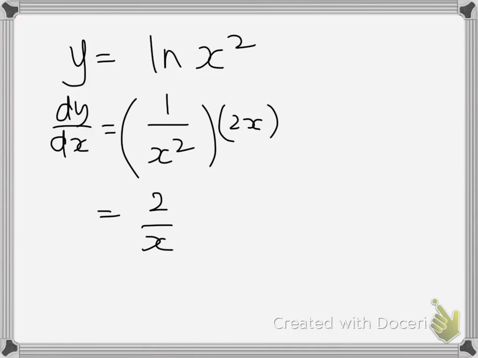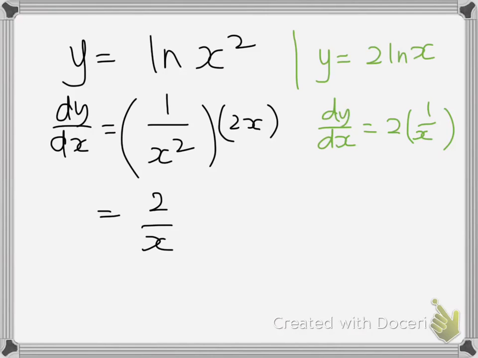Or you can actually rewrite this. Now if you apply the law of logarithm, if you rewrite this, it becomes 2 ln x. So if you differentiate 2 ln x, then you get 2 times 1 over x, which is exactly the same as that first answer. Alright?